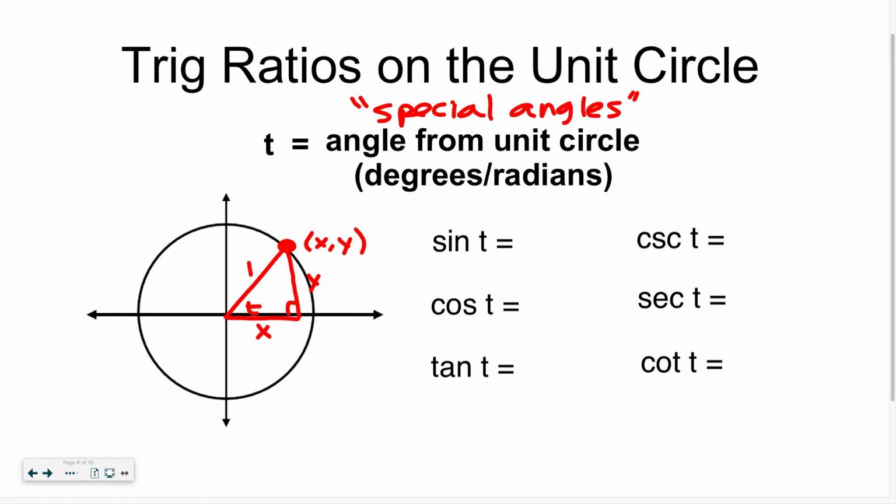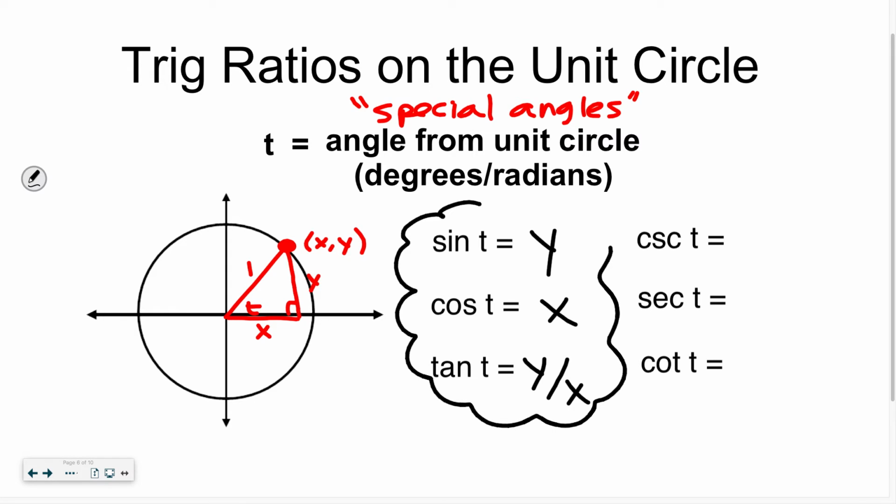If I asked you, like yesterday, to give me the sine of t, we would do opposite over hypotenuse, or y over 1, which is just y. So the sine of t, an angle on the unit circle, is the y coordinate. And the cosine of t is x. It'll be x over 1. And the tangent of t is y over x. Those are really the three you need to know, right? Because if you figure those out, then you can do the reciprocals. You're just going to flip whatever you have: 1 over y, 1 over x, and x over y.